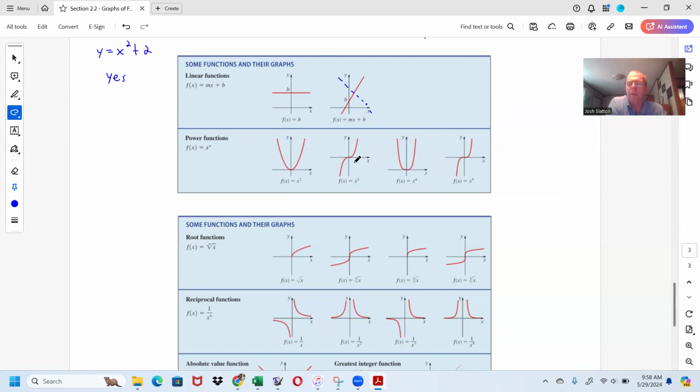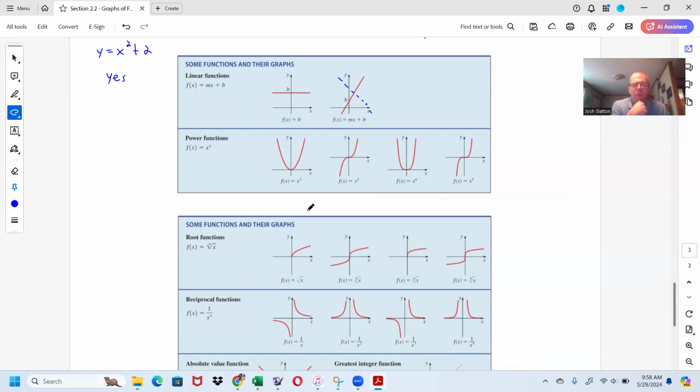And then same thing with x cubed and x to the fifth. These had the same basic shapes, but again, this one gets flatter as we get close to the origin. This one does not get so flat, kind of keeps going. And same thing as the exponent gets bigger, as long as it's odd, it's going to have the same shape, but it will get flatter and get taller faster.